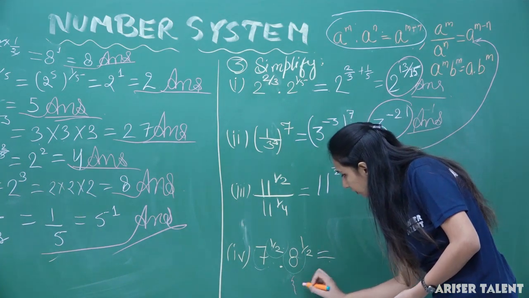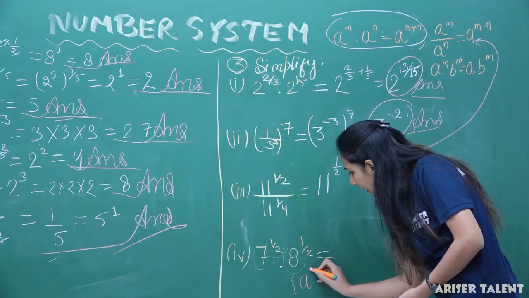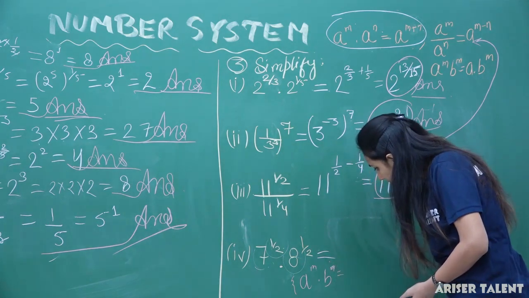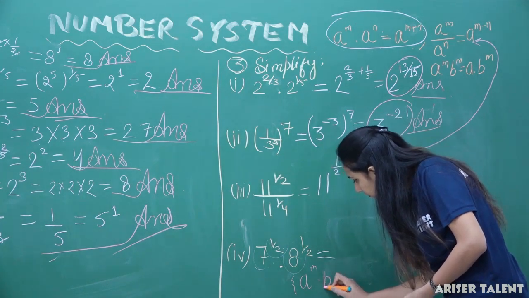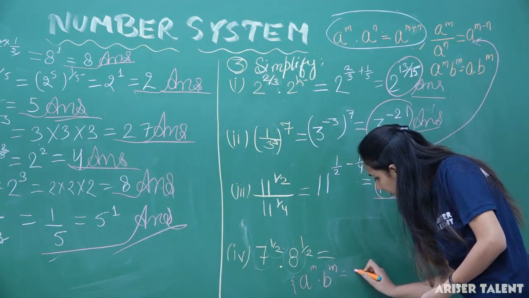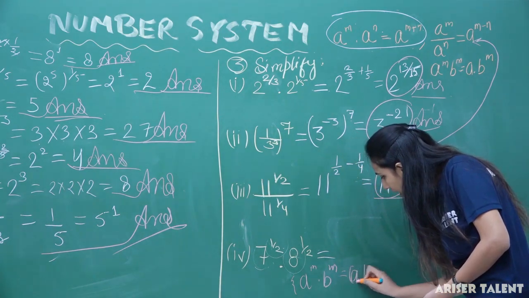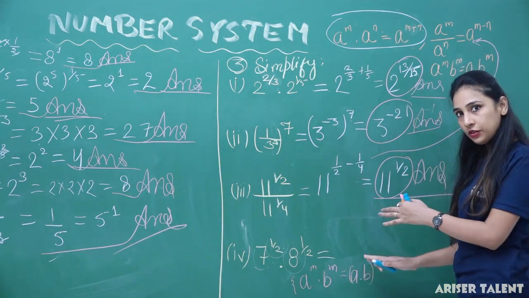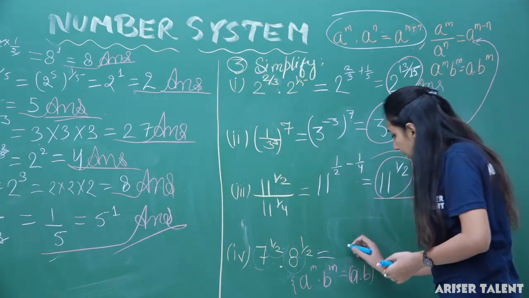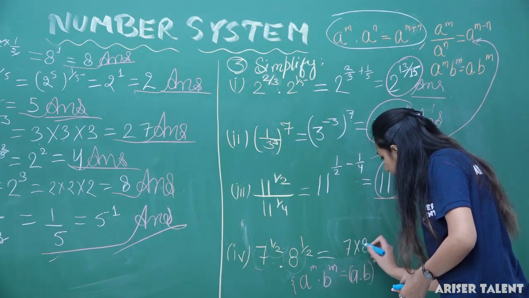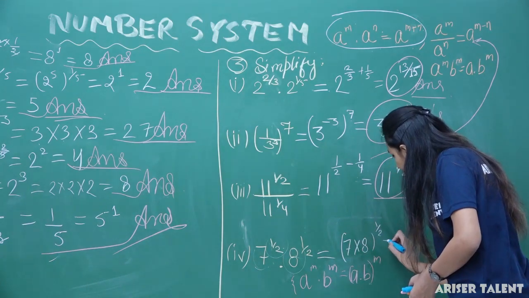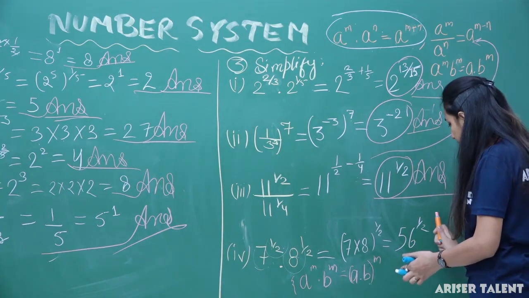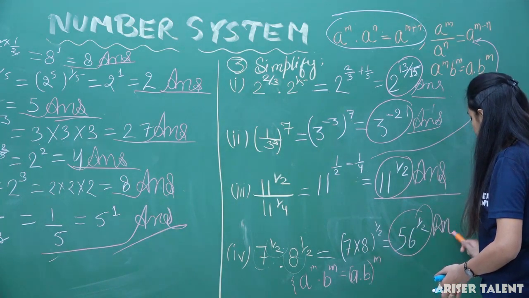In this particular question, we have applied the formula a raised to power m multiplied by b raised to power m will be equal to ab whole raised to power m. I have written this because we haven't used this formula anywhere else. So that will be 7 multiplied by 8 whole raised to power 1 by 2. That will be 56 raised to power 1 by 2, and that will be your answer.